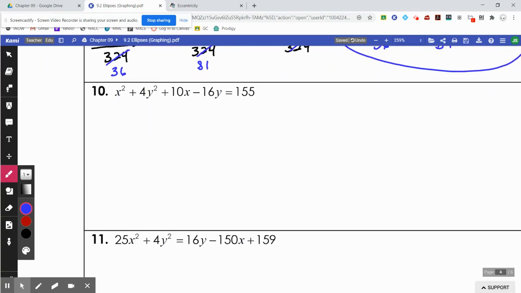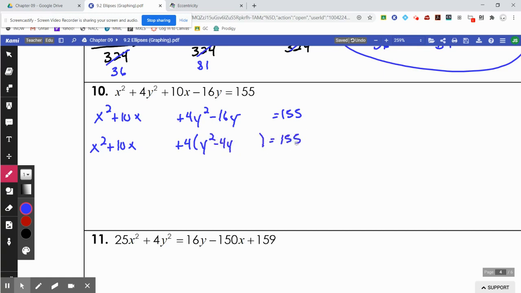Number 10, group your x's. X squared plus 10x, leave a space, plus 4y squared minus 16y, you can leave a space, equals 155. Nothing to factor out here, but we do have a 4 to factor out with our y, so let's just bring down the x squared plus 10x. Factor out a 4, you're left with y squared minus 4y equals 155.